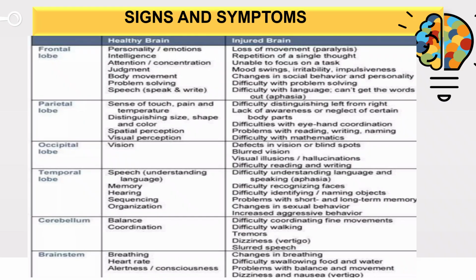As we told you before, the signs and symptoms you will see depend upon which area of the brain has been injured. If it is the frontal lobe, the patient will have paralysis and be unable to focus on a task, and behavioral changes. If it is parietal, the patient cannot distinguish between left and right. Awareness is not very clear. Eye-hand coordination is not correct. Occipital will be totally about vision. Temporal will be mostly speech and memory. Cerebellum will be the balance. You will see the patient cannot coordinate movements while walking. Brainstem will be mainly breathing.